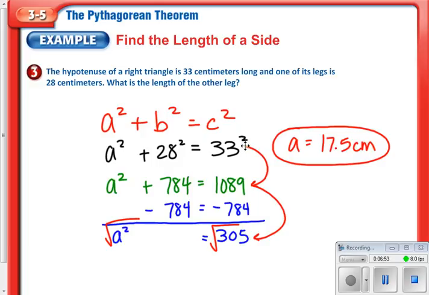And as you notice, a is 17.5. It's less than your hypotenuse, which is 33. And it seems logical with the numbers that we have.